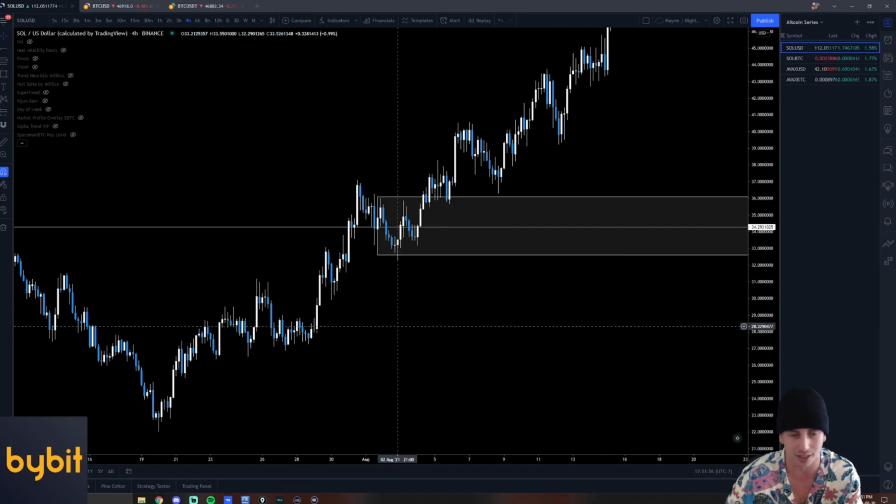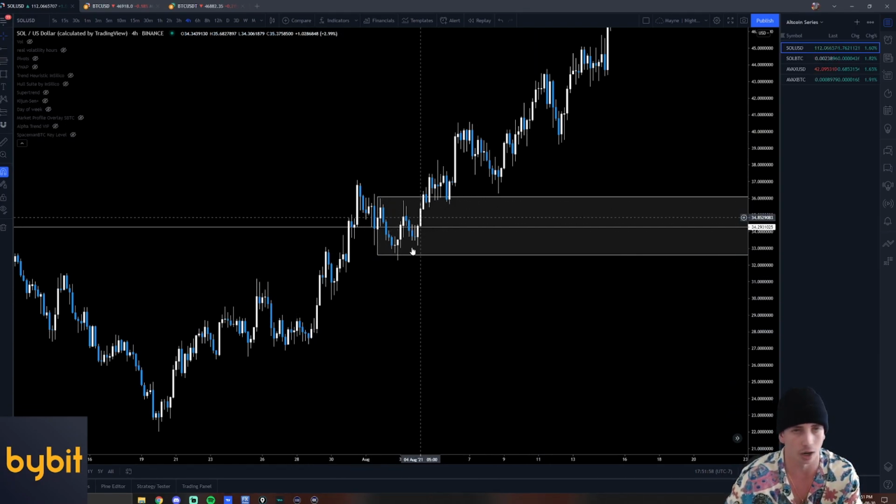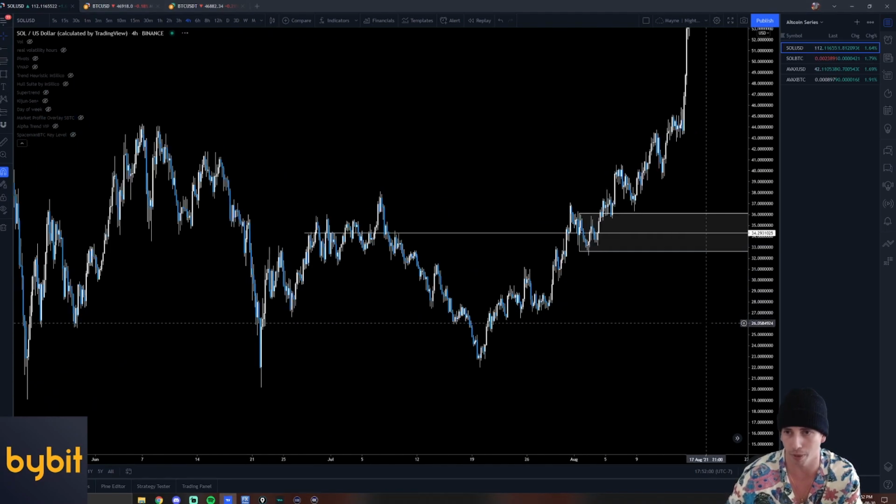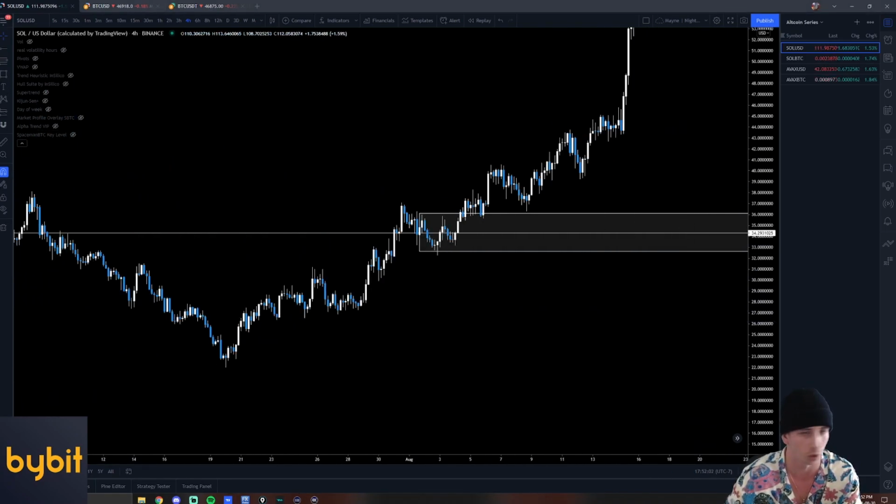So that's a perfect example of how you can get in on a move like this. So even though it looks super parabolic, you can see even on the H4, we have multiple order blocks that get tested and respected before it starts to get really parabolic. And the more you zoom in, the more detail you get.